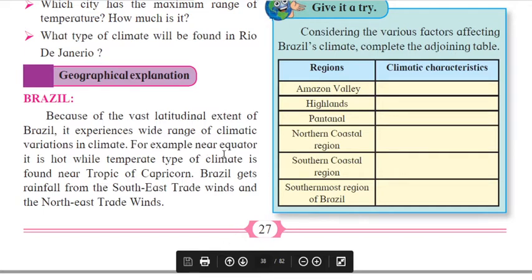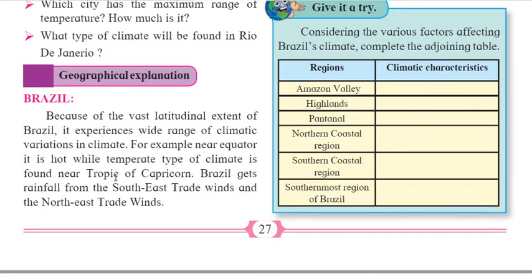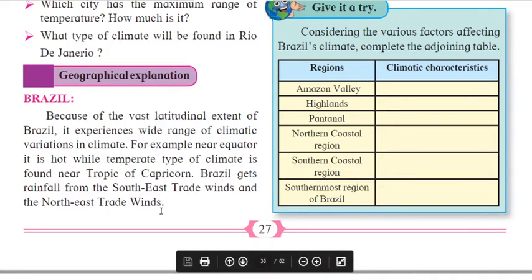For example, near the equator it is hot, while a temperate type of climate is found near the Tropic of Capricorn. Brazil gets rainfall from the southeast trade winds and the northeast trade winds. Sorry, it's not wind, it's winds.